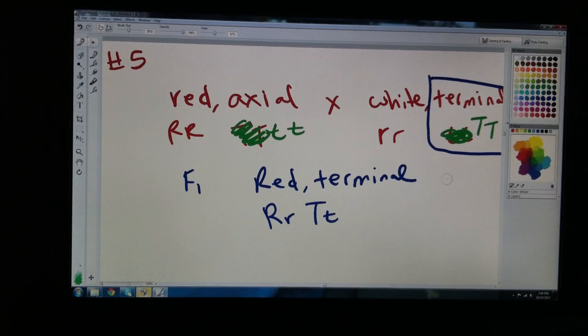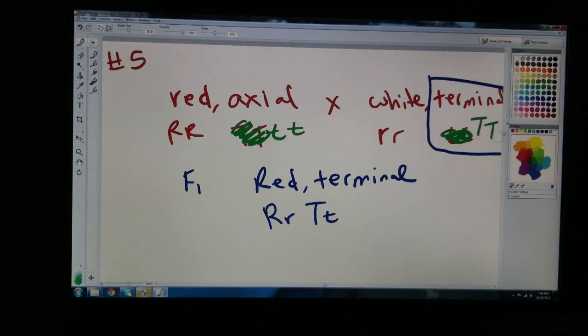Now, the question did tell us that the parents are true breeding, and they're still true breeding. They're just not what we would normally expect. Then it asks us if 100 F2 offspring were produced, how many of them would have red axial flowers?